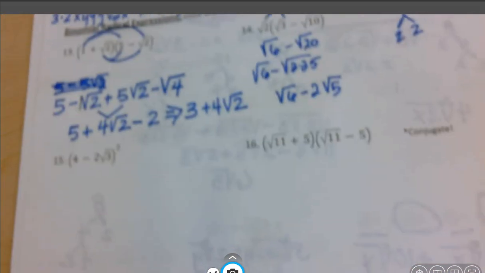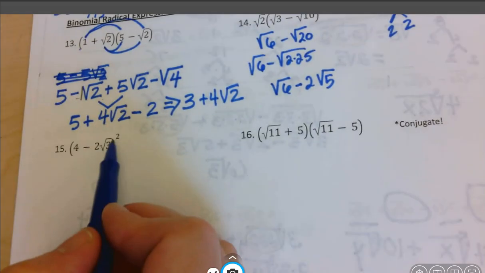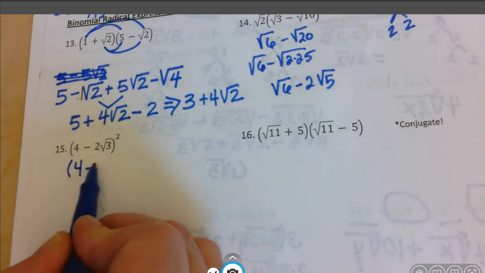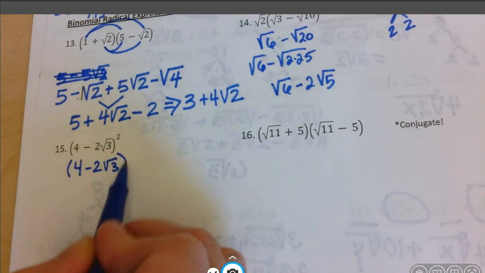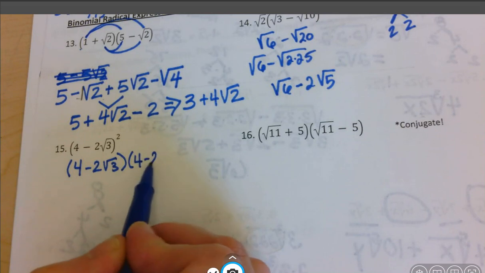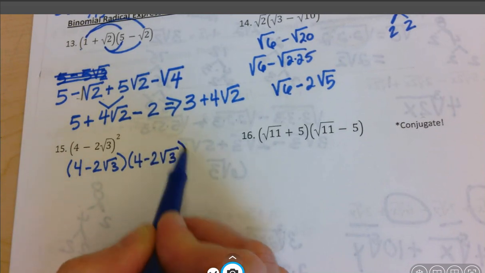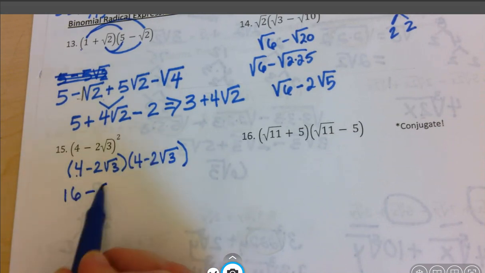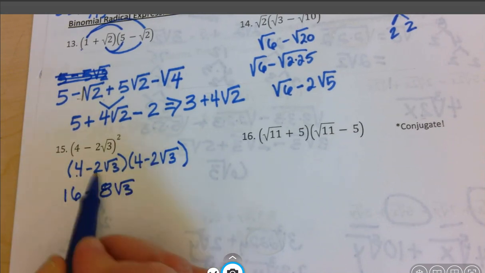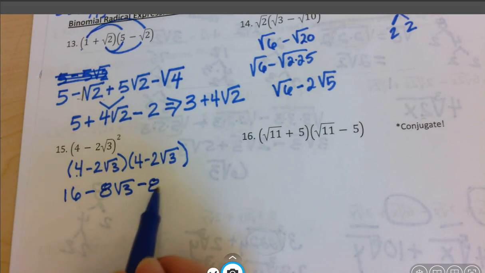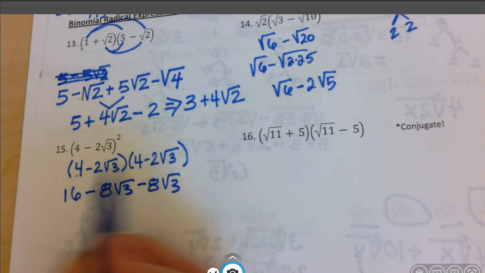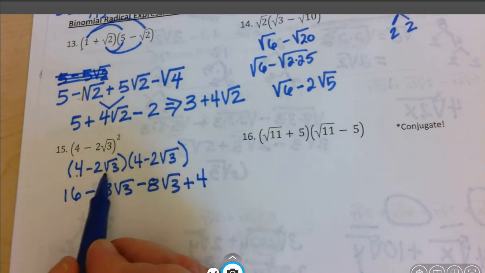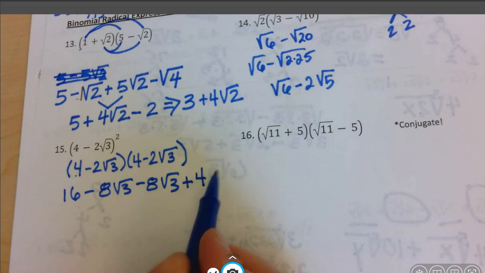And the next one, the common mistake is that people think that they can square each term, but to square a binomial means to multiply the whole binomial by itself. So what we're doing is multiplying 4 minus 2 root 3 times 4 minus 2 root 3. 4 times 4 is 16 minus 8 root 3. Another minus 8 root 3. And then negative times negative is positive. 2 times 2 is 4. And root 3 times root 3 is square root of 9.